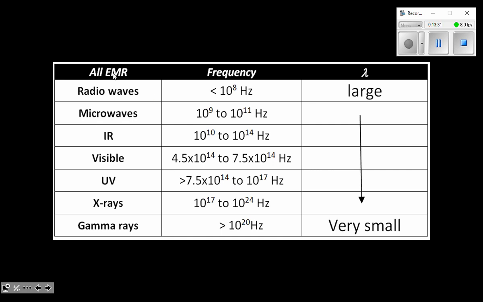So in terms of all EMR, radio, microwave, infrared, visible, here's about the frequencies. Radio is less than 10 to the 8 hertz. Microwaves 10 to the 9, that's a billion hertz, to 10 to the 11 hertz. Infrared, 10 to the 10th up to 10 to the 14th. The visible, 4.5 times 10 to the 14 to 7.5 times 10 to the 14. That's an important border for us. When does visible become ultraviolet? After 7.5 times 10 to the 14.